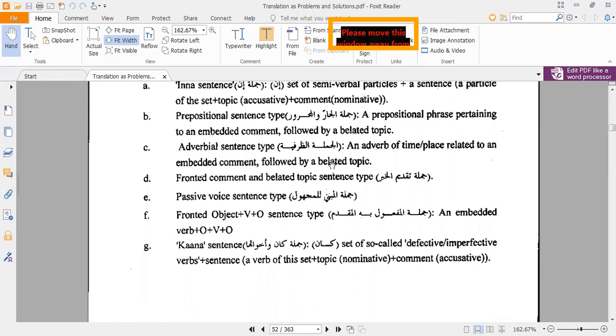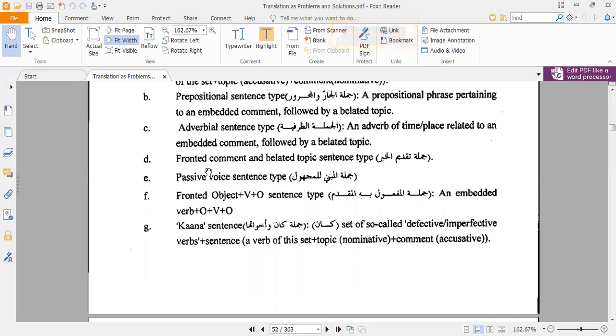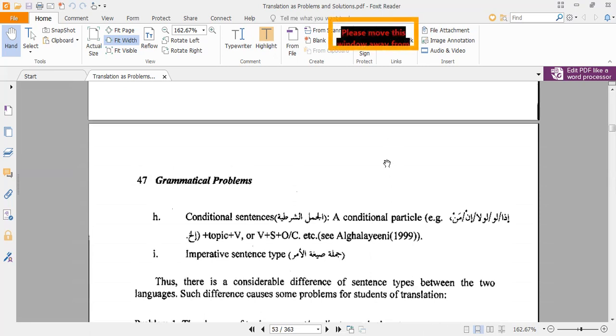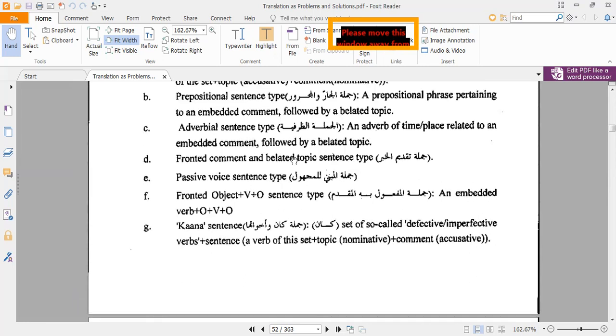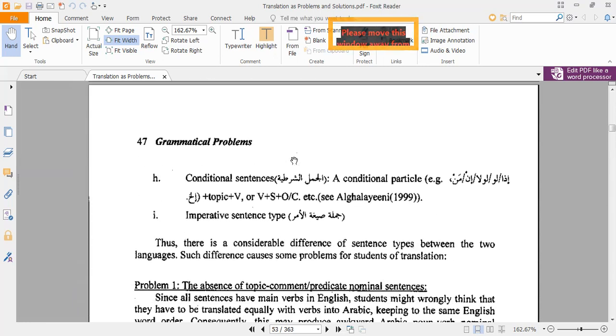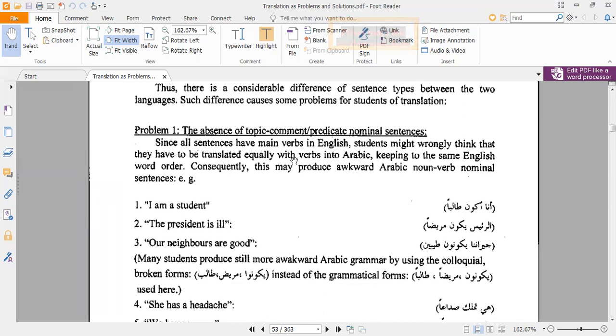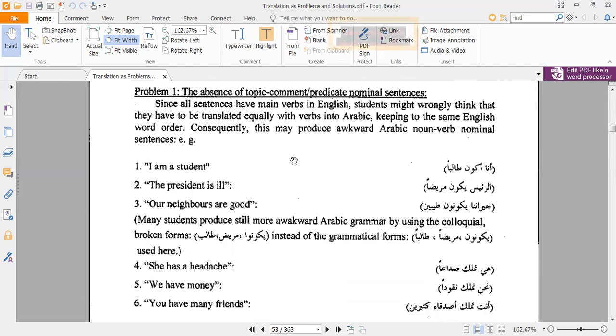عندنا ال adverbial sentence types، اللي هو الجملة الظرفية. عندي fronted comment يعني تقديم الخبر، حالة تقديم الخبر. conditional sentences أيضا كمان الجمل الشرطية، والimperative sentence، كل هذه أنواع الجمل. هذه جمل إلها محل من الإعراب. أوكي. طيب نيجي للجمل، نيجي للمشكلة الأولى.